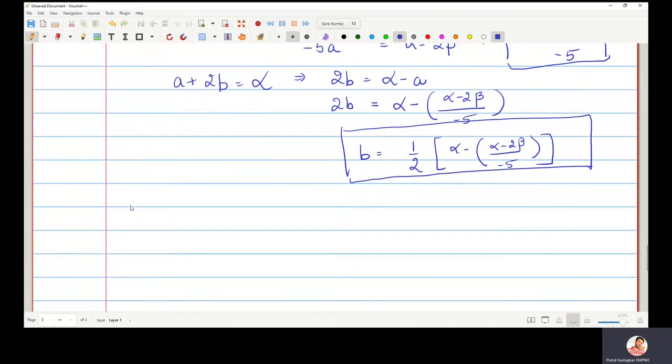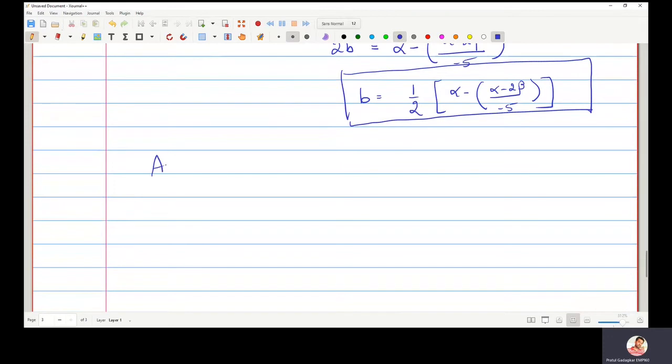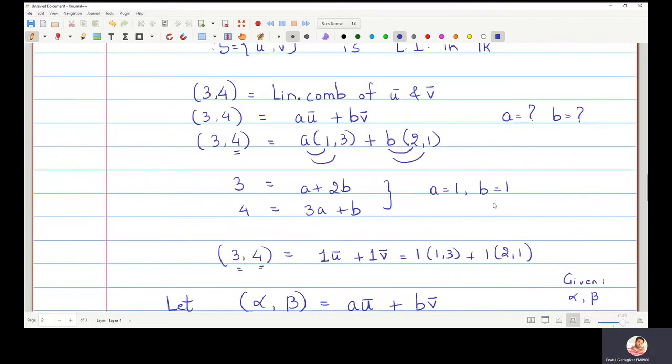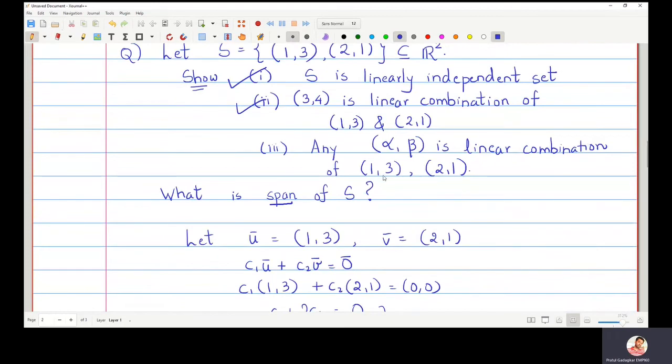And therefore we can express any vector (alpha, beta) as a linear combination of the two vectors (1, 3) and b times (2, 1). This is a times u bar plus b times v bar. So we could find the values of a and b, and we have expressed any vector (alpha, beta) as a linear combination of u bar and v bar. That is what we wanted to show in the exercise above. I will just show you the exercise above. Show that any (alpha, beta) is a linear combination of the vector (1, 3) and the vector (2, 1).